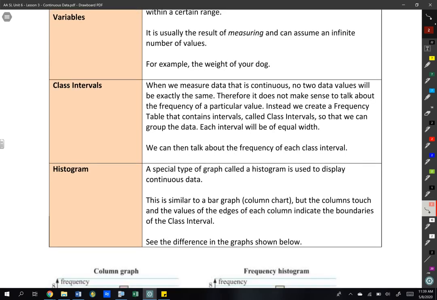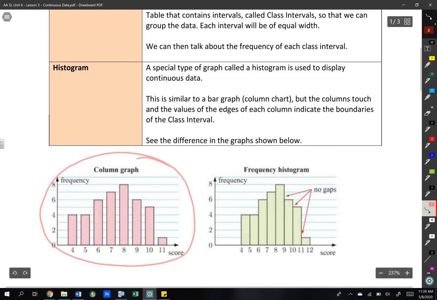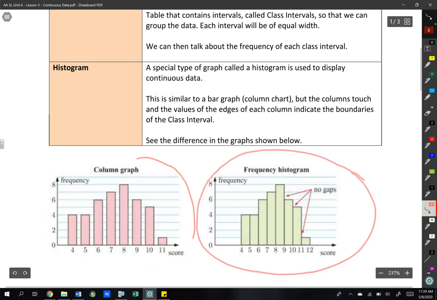Now, a histogram, as opposed to a bar graph, right? That's what we did in lesson 2. In lesson 3 now, we're talking about continuous data. So we're going to use a histogram to display our continuous data. It's similar to the bar graph, aka column chart, but the columns touch when we have a histogram, and the values at the edges of each column indicate the boundaries of the class intervals. I have a picture here just to demonstrate. This is what we did in lesson 2 with discrete data, and now we're looking at doing histograms with continuous data.